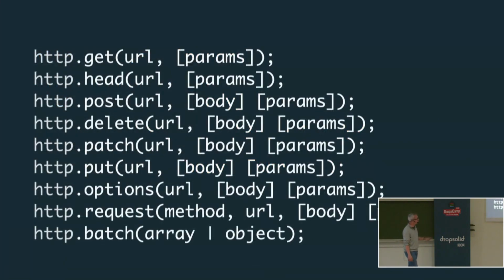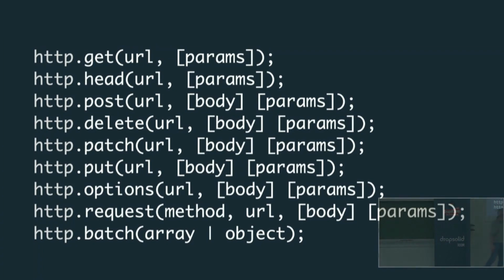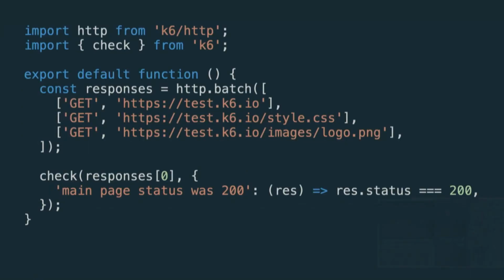And as a matter of fact, this is the API of the method calls you could do. Get, head, post, delete, patch, put. Very much in the territory of RESTful APIs and websites to some extent. You can also do options. There's even an abstract request method here where you can specify the method. And you can batch these together and do multiple ones at the same time, as you can see here.